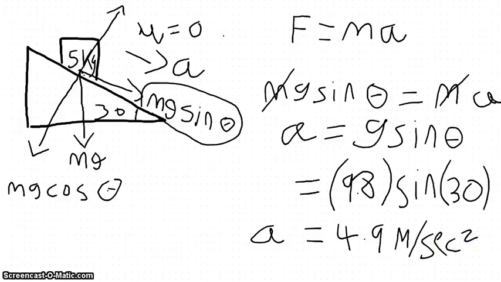squared. That is how to solve for Newton's second law when the object is on an incline and there is no friction on the object. And that is how to solve for the acceleration, or how fast the object is going to be moving, which is 4.9 meters per second squared.